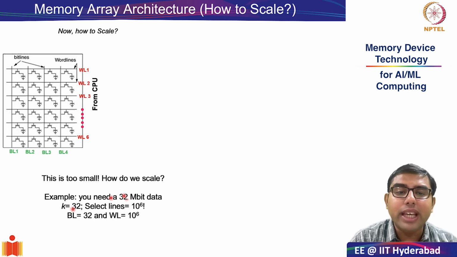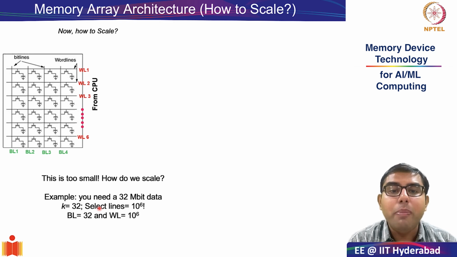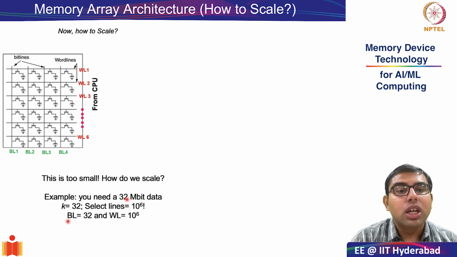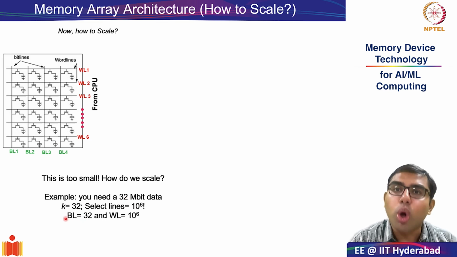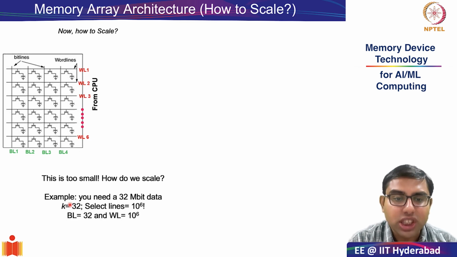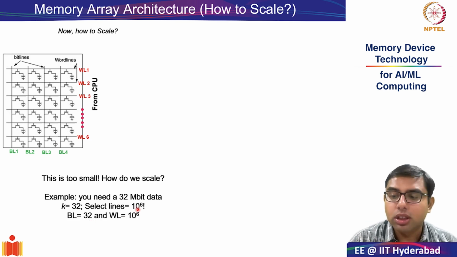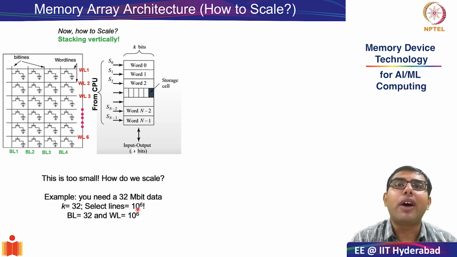So it's very easy to see that if K is equal to 32, the number of select lines will be 10 to the power of 6, because 32 into 10 to the power of 6 roughly will give you 32 megabit data. So in other words, the number of bit lines should also be equal to 32, because each bit line will give you 1 bit of information, and the number of word lines will be 10 to the power of 6. So the simplest idea of how to organize this is to just simply stack everything vertically.